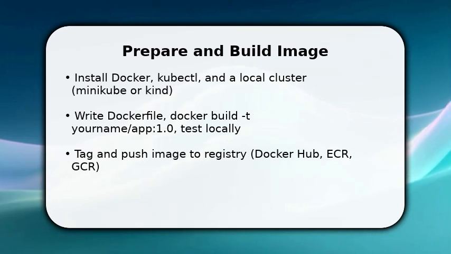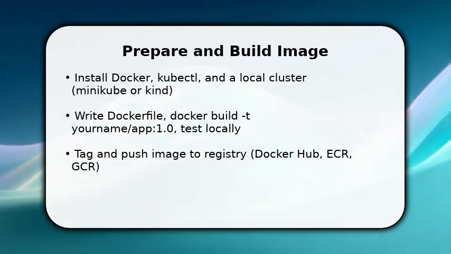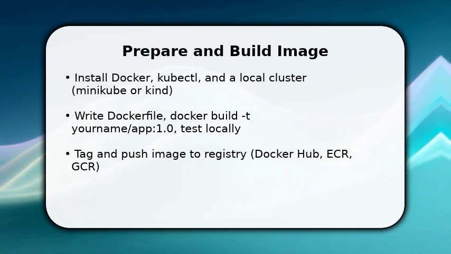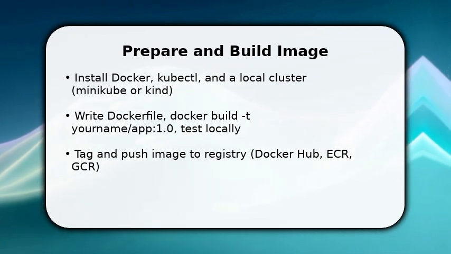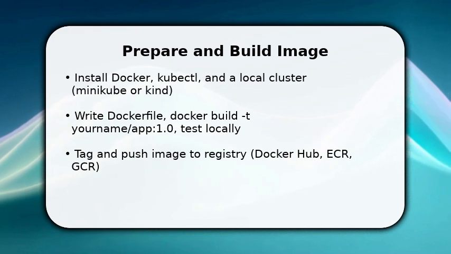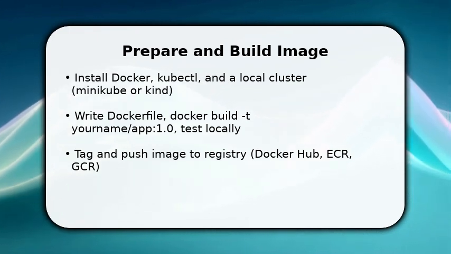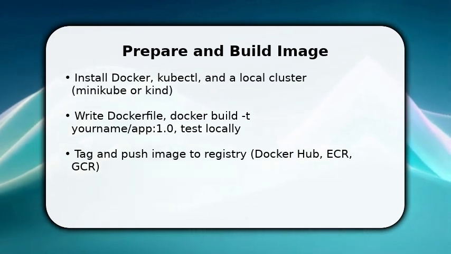You start by ensuring Docker, kubectl, and a local cluster are ready. First, write a minimal Dockerfile and build it. docker build -t yourname/app:1.0. Once built, run it locally to confirm behavior because catching errors here saves time later.